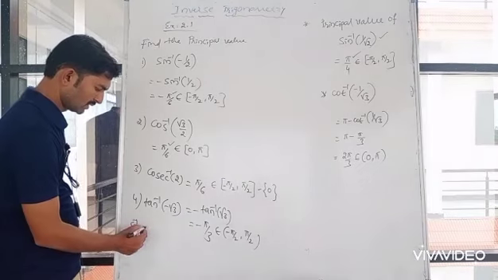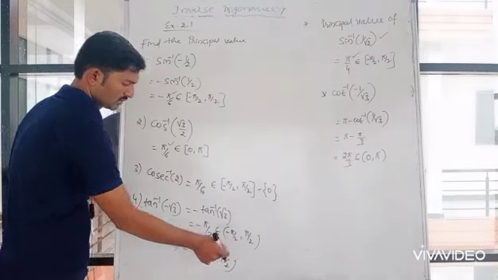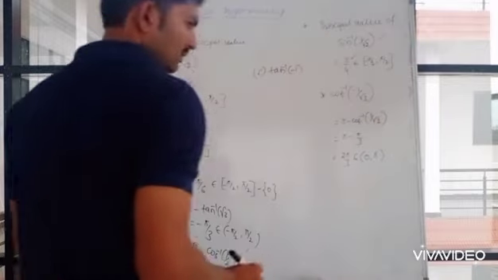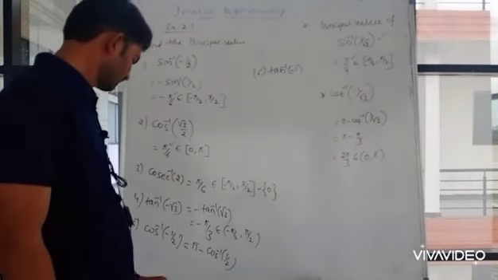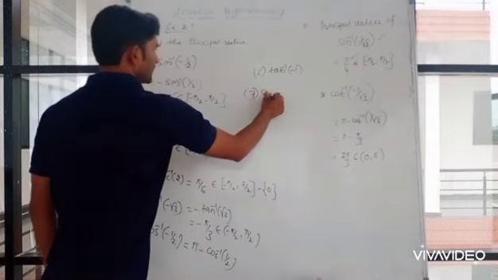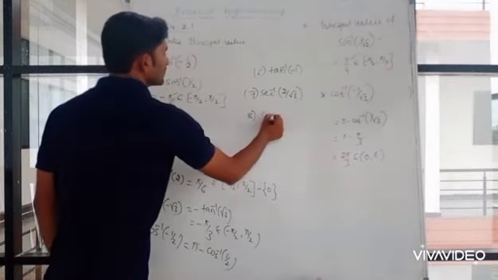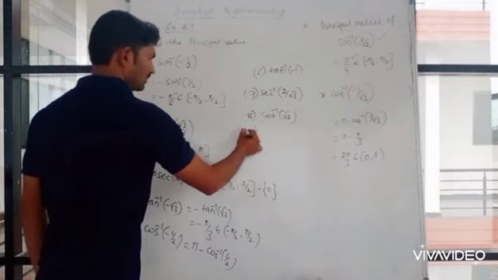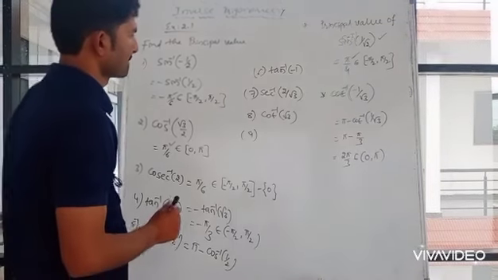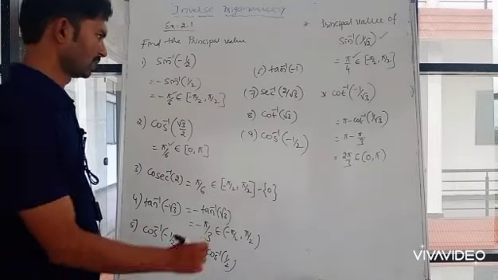So this is the answer. Similarly, you can solve this example, cos inverse of minus 1 by 2. Here we consider pi minus cos inverse of 1 by 2. Solve this. Next, sixth one, tan inverse of minus 1. Solve these examples, take it as homework. Seventh, sec inverse of 2 by root 3. Eighth one, cot inverse of root 3. Ninth one, cos inverse of 1 by root 2.